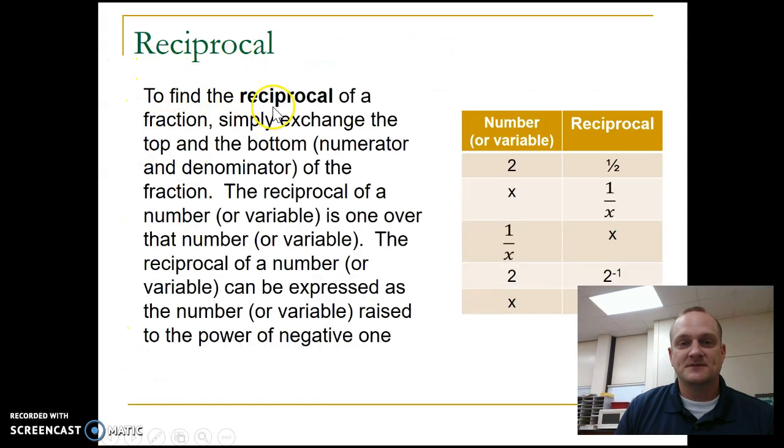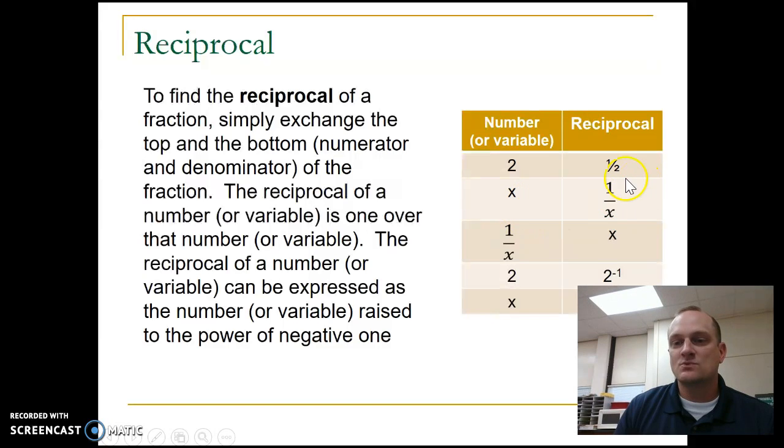So to find the reciprocal of something, basically we just exchange the numerator and the denominator. So we flip those two things, right? Whatever's on bottom goes on top, whatever's on top goes on bottom. If I start with the number 2, the reciprocal is 1/2. The reason is that 2 is the same thing as 2 over 1. So if I have 2 divided by 1, I flip those things, I get 1/2.